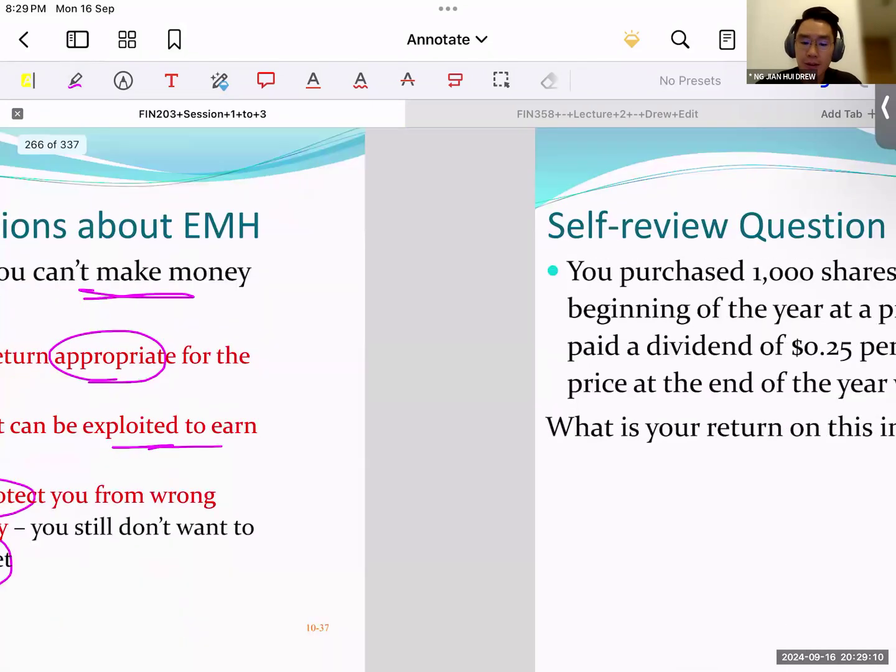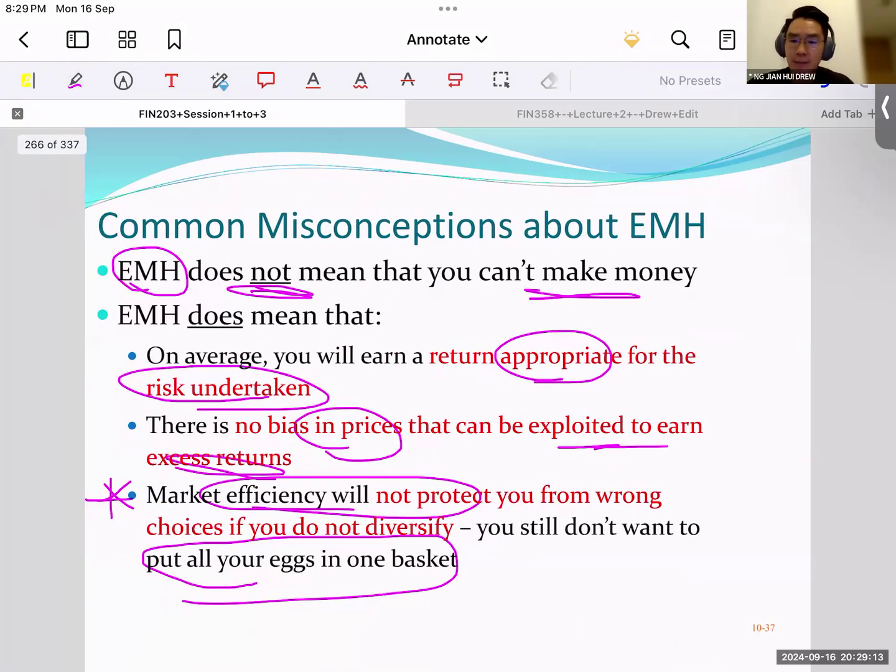Okay. So that's all for the efficient market hypothesis. Any last question before we move on to the next part of the lecture?